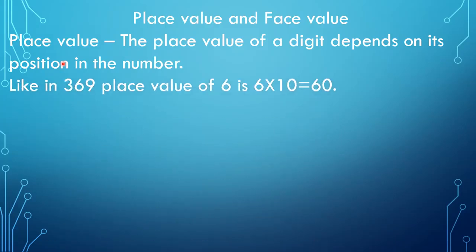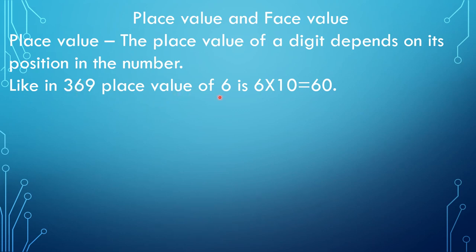So let's see like in 369, place value of 6. So here beta you can see in 369 the place of 6 is tens place, this is ones place, this is tens and this is hundreds. Okay, so 6 का place क्या है हमारा? Tens.